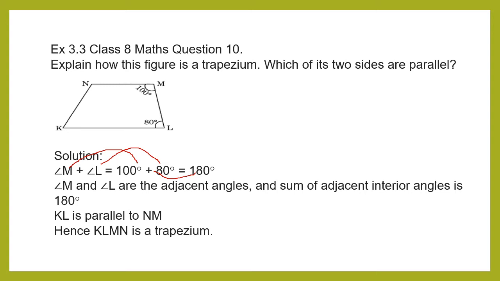So, children, see here, angle M plus angle L is 180 degrees. That means 100 plus 80 is 180 degrees. So these two adjacent angles are supplementary. So we can conclude the sides KL and MN are parallel, because the angles between these sides are supplementary. So here the parallel sides are KL and MN. Hence KLMN is a trapezium.